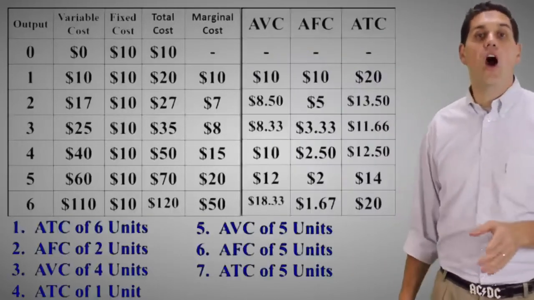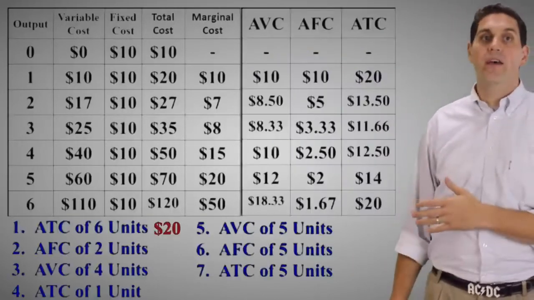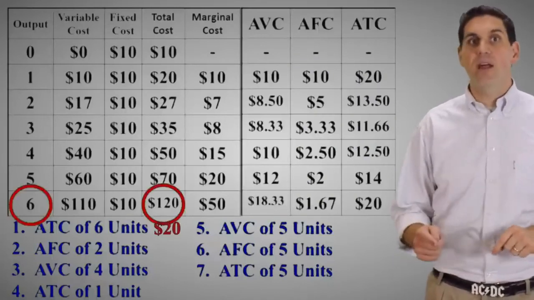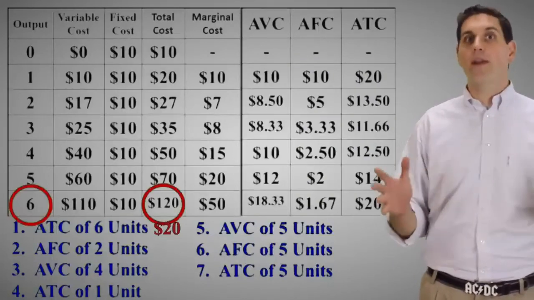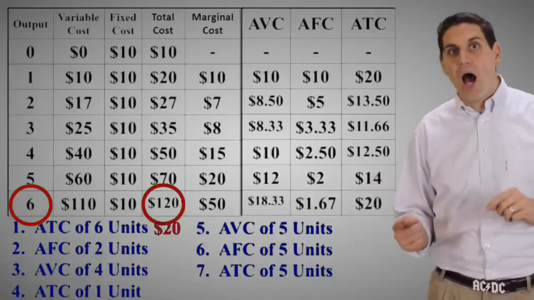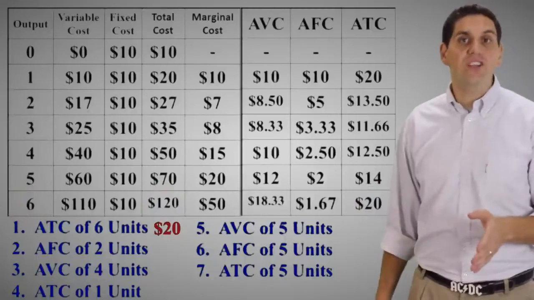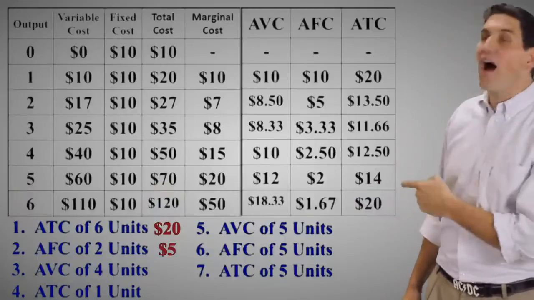Alright, the average total cost of 6 units is $20. That's because the total cost is $120 and we're producing 6 units. So if the total cost is $120 and you produce 6 units, how much did each one cost on average? Well, $20. The average fixed cost of 2 units is $5, right?